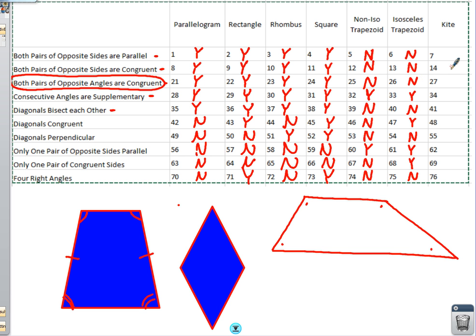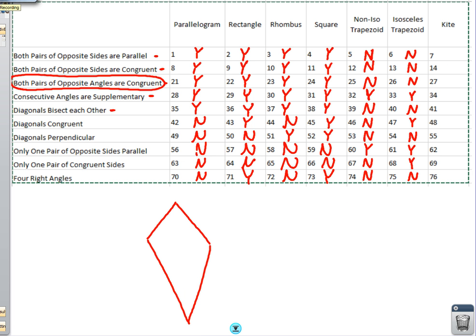Okay, and the last one, a kite. Let me clear all these out down here. In a kite, both pairs of opposite sides are parallel. No, you actually have no parallel lines. Both pairs of opposite sides are congruent. No. Both pairs of opposite angles are congruent. That is also a no. Consecutive angles are supplementary. These are consecutive. These are not parallel. They will not be supplementary, or that would make them parallel.